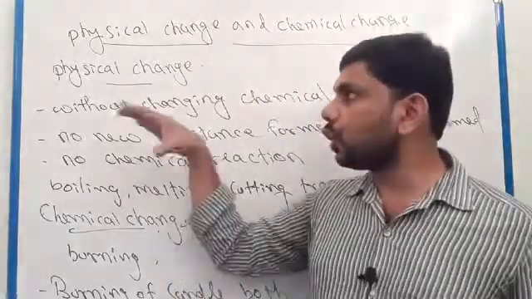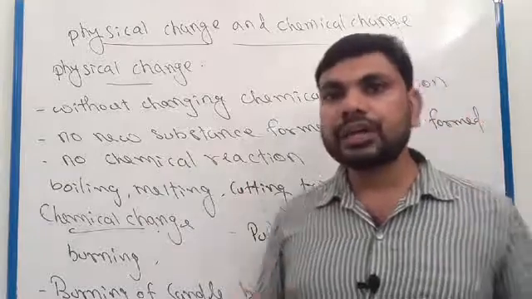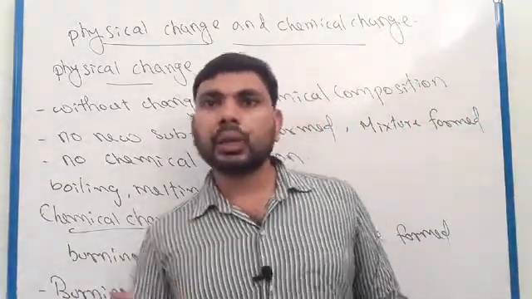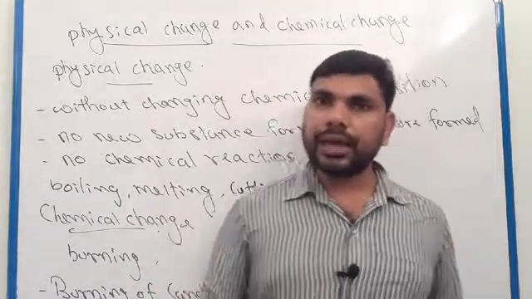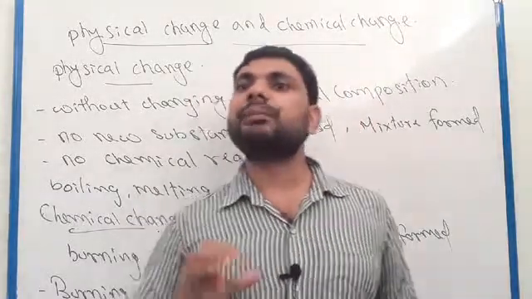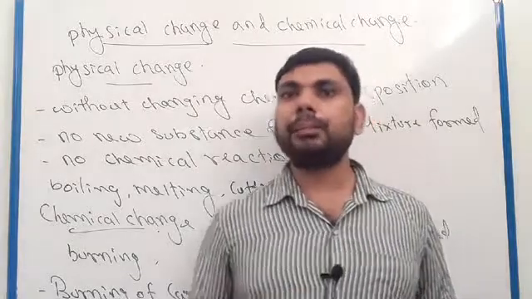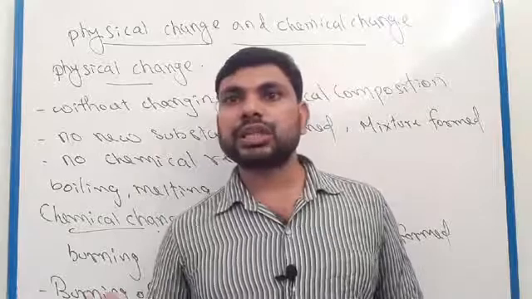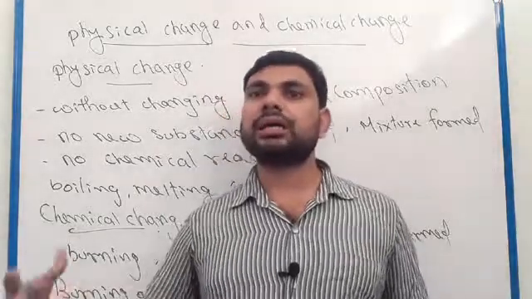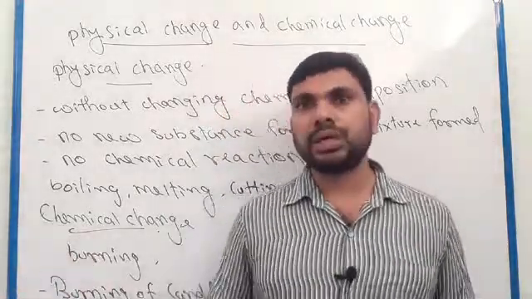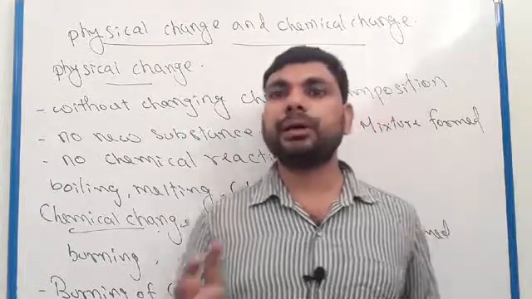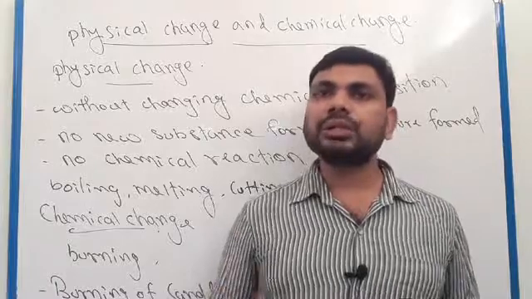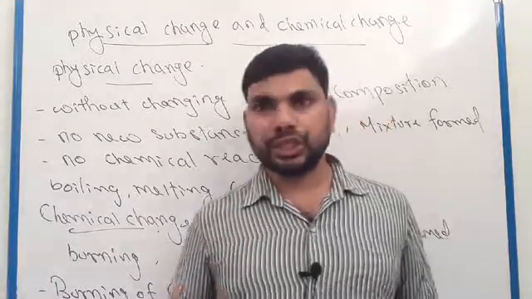Chemical change means the opposite of physical change. Chemical change means a new substance is formed. Also, after a chemical reaction, the chemical composition will be changed. For example, burning of wood. Wood after burning will change to ash and some other new substances are formed. So it is chemical change. Burning of wood, burning of paper, burning of fuels, all these are examples of chemical change.